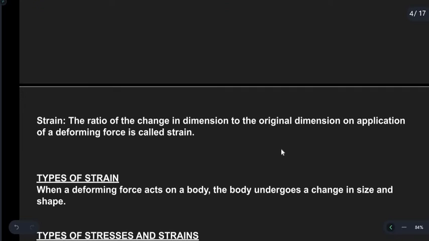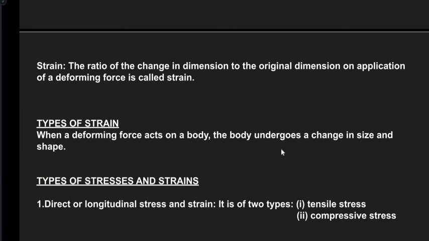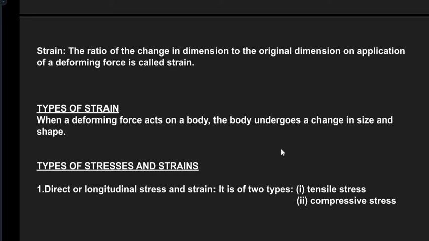What is this? This is strain. Now another term is introduced, strain. अब देखो strain क्या होता है? So I guess आपको एक चीज समझ में आ रही होगी कि whenever you are applying a deforming force, there is a change in the dimension of the body, right? Maybe in the volume or in the length. So strain is nothing but the ratio of change in dimension to the original dimension on application of a deforming force. This is called strain.